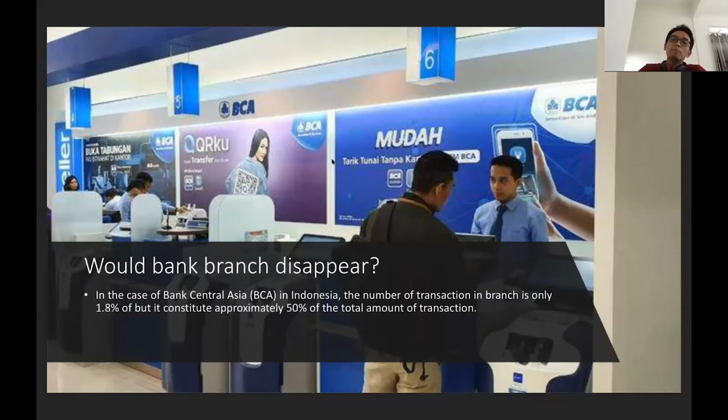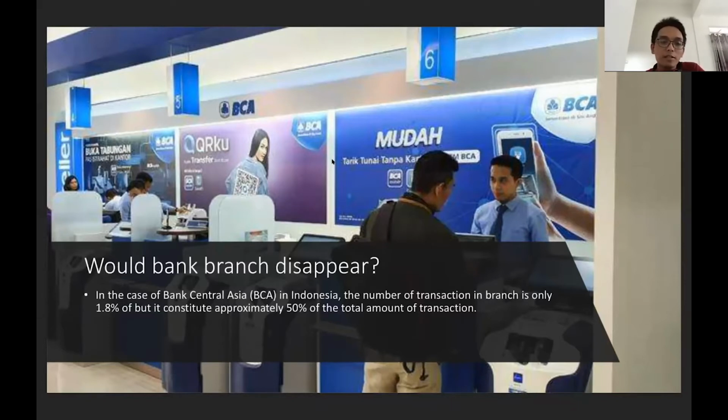So many people still like to go to the bank because if they want to send money in a big amount, for instance, above 50 million rupiah, they like to go to the bank. Some of them are still afraid if they transfer a big amount through their mobile account, that something might go wrong. For instance, the internet connectivity is not good, or if they access from a laptop, the electricity goes down and so on.